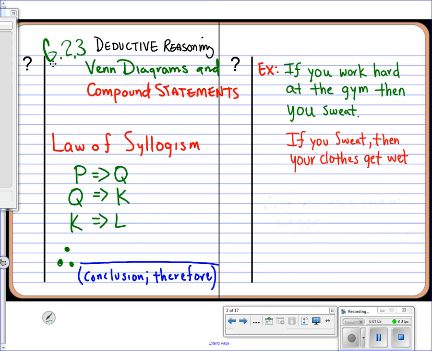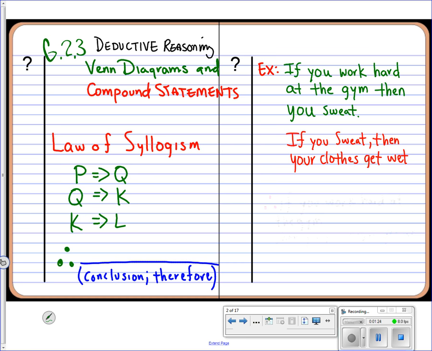Now we've talked about inductive reasoning. Inductive reasoning is when you see a pattern and you're making your best guess to what that next step is. Deductive reasoning follows, in this class, two laws. One's going to be called the law of syllogism, and the other one is called the law of detachment.